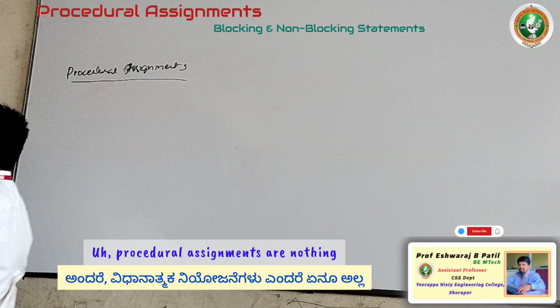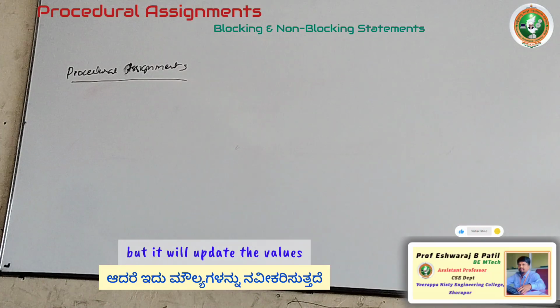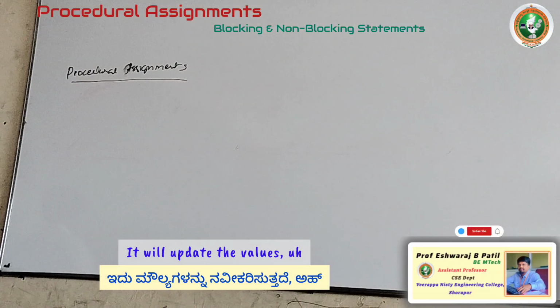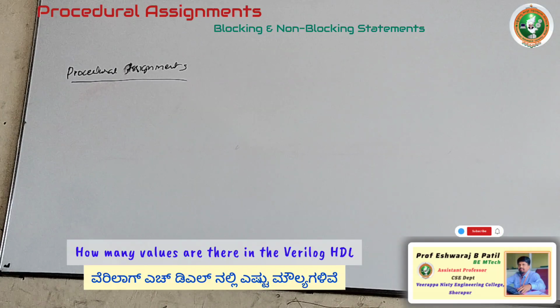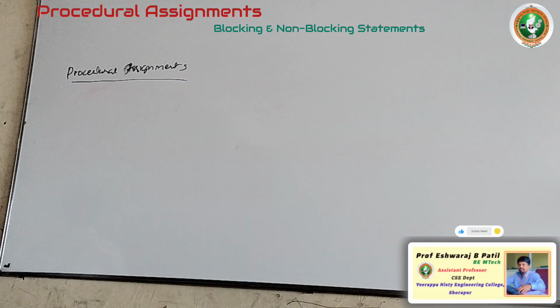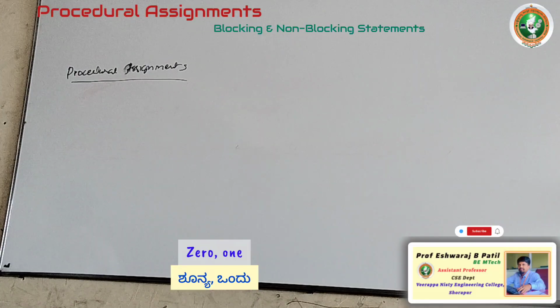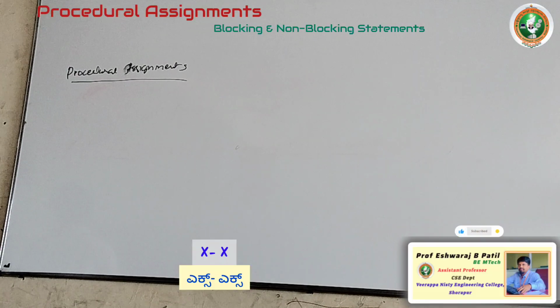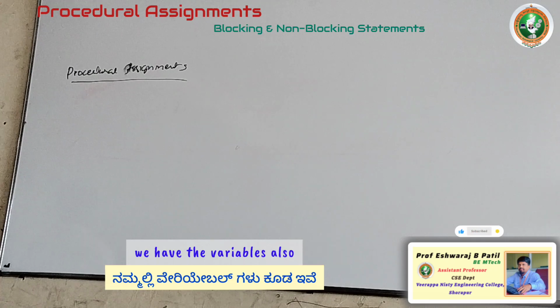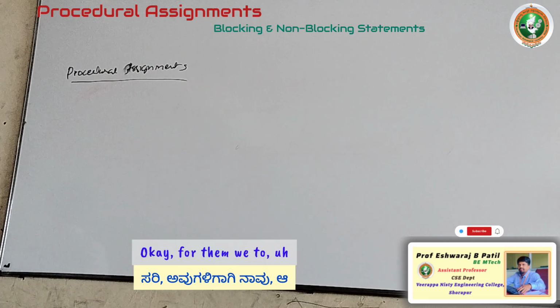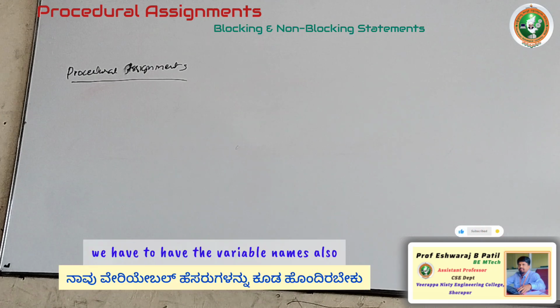If they ask, procedural assignments are nothing but they update the values of the register. How many values are there in HDL? Which are those values? 0, 1, X, and Z. And for them we have the variables also; to give the values, we have to have the variable names also.